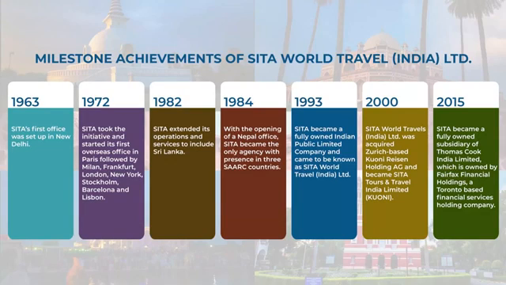Year 1982 was also very important for SITA. This year, SITA extended its operation and services to include Sri Lanka and opened their office there. 1984 was another milestone year for SITA. With the opening of a Nepal office, SITA became the only travel agency with a presence in 3 SAARC countries. This showed that SITA was growing in leaps and bounds.